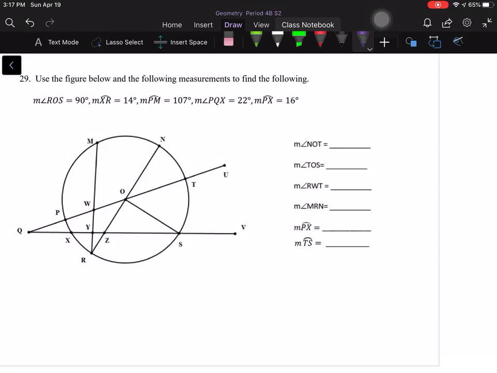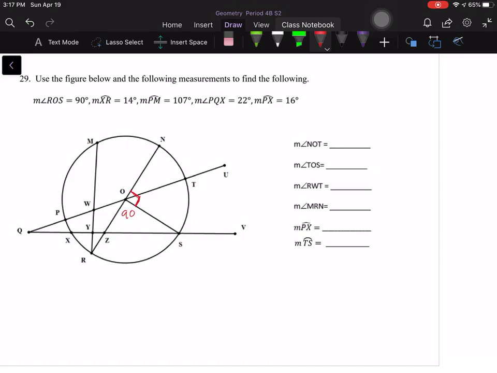Okay, last one, 29. Use the figure below to find the following measures. So again, I'm going to start by labeling everything. So angle ROS. ROS is 90 degrees. Okay, so that's nice. I'm going to mark that with 90 right away too, so I know.